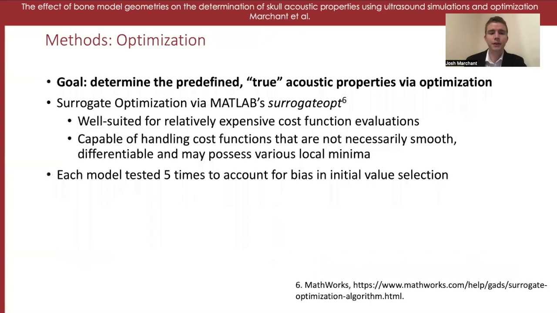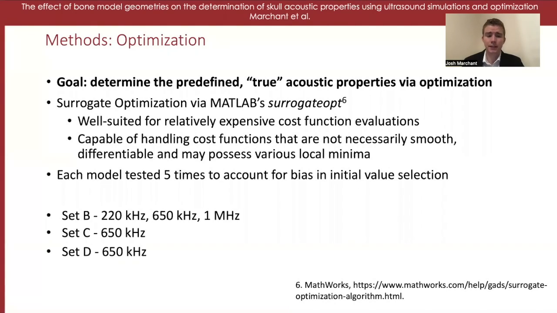Next, we employed the surrogate optimization algorithm available in MATLAB's global optimization toolbox, termed SurrogateOpt. This was well suited to our task because it decreases computational time and is capable of handling unknown cost function behaviors. Each model was tested 5 distinct times to account for any bias in initial value selection. The following ultrasound frequencies were tested.